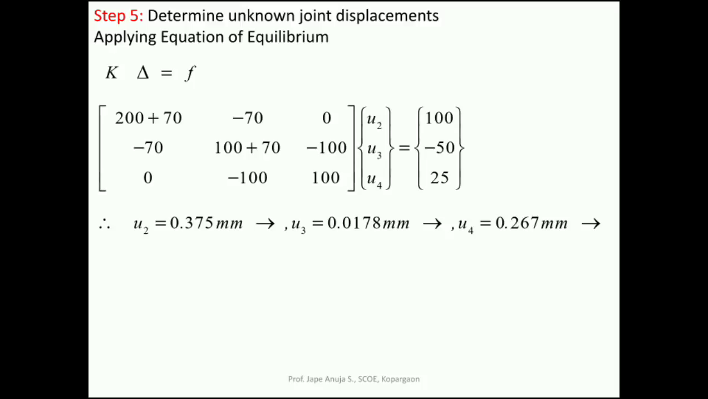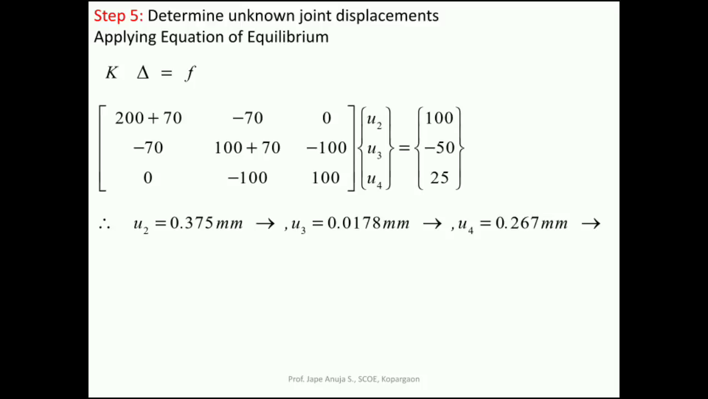F is the nodal load vector. For that, see the problem figure. In the problem figure it is mentioned that at node number 2, a 100 kilonewton force is given in the right direction. At node number 3, a 50 kilonewton force is there in the left direction, and at node number 4, that is joint D, 25 kilonewton is there in the right direction. So accordingly this F vector is written: at the second node 100, at the third node -50, and at the fourth node 25 in the right direction.